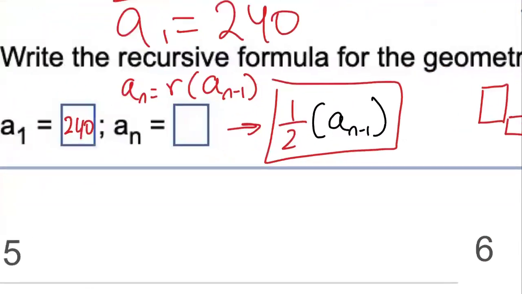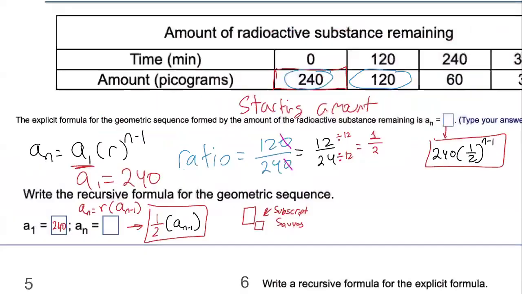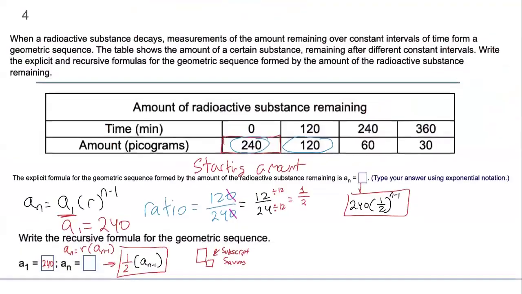When you do a recursive formula, and you're going to get this on the test, you have to write the first term and then the formula afterwards. You have to write both of these when you're writing the recursive formula. All right, any questions on number 4?